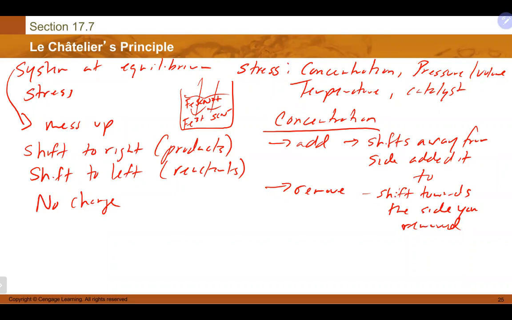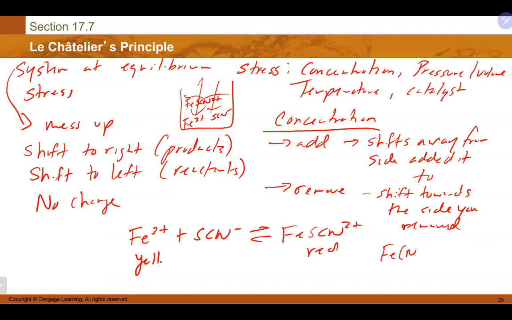Remove. So add away, and when you remove, it goes towards it. So for example, you guys did this, I think, the other day. And this is like red, and then maybe this is a yellow type color. So for example, if you added something to it, like iron 3 nitrate, you basically want to think about what you're adding.